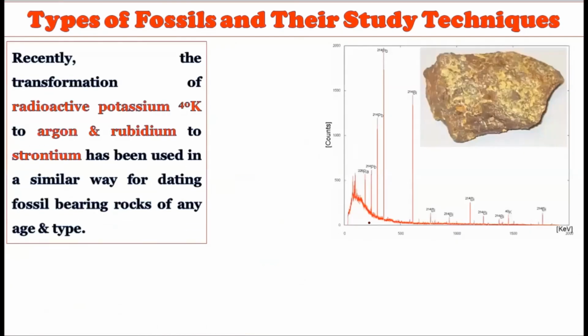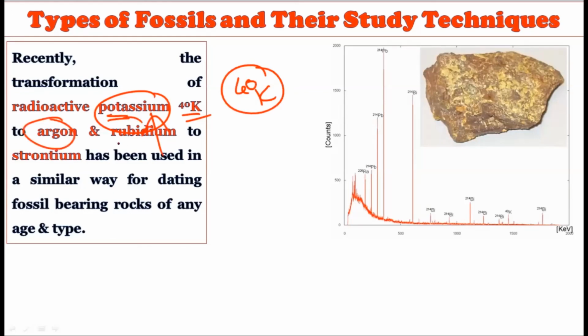All right, now see, recently the transformation of radioactive potassium is also used, that is K40. Okay, this is the recent technique, in which radioactive potassium gets converted into argon and rubidium into strontium. This potassium gets converted into argon, or the rubidium into strontium, over a period of time, and has been used in a similar way for the dating of fossil bearing rock of any age or type. Okay, so this is quite a new technique.